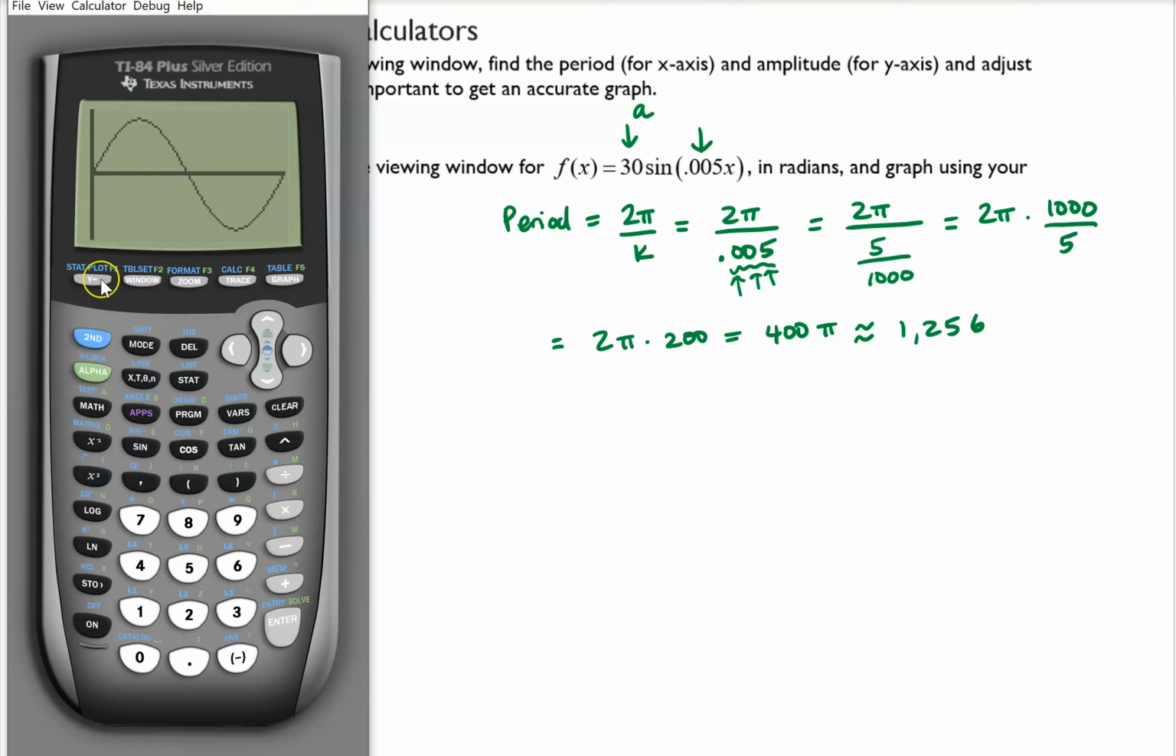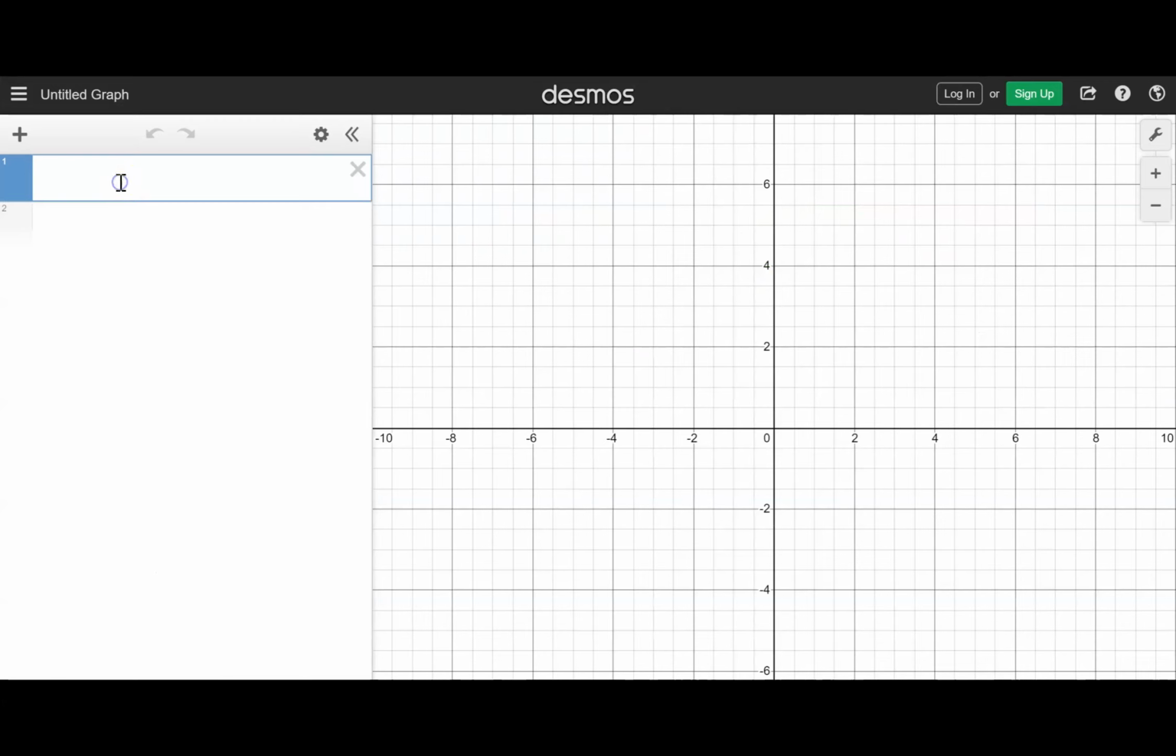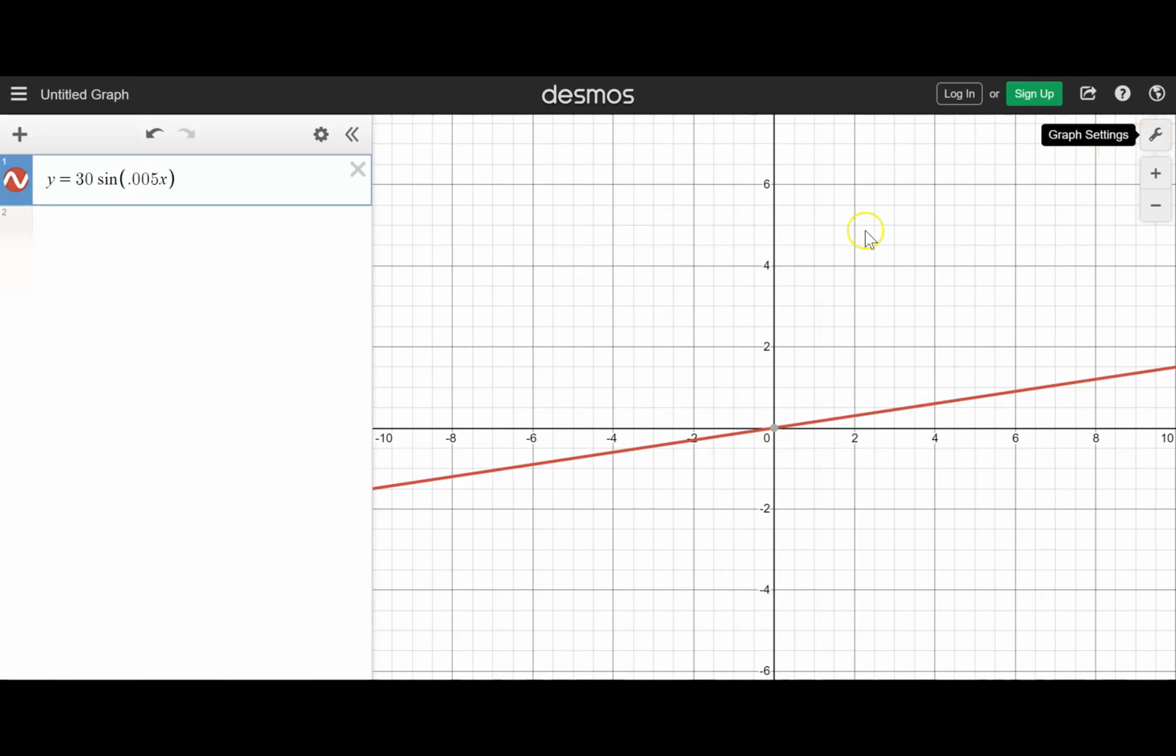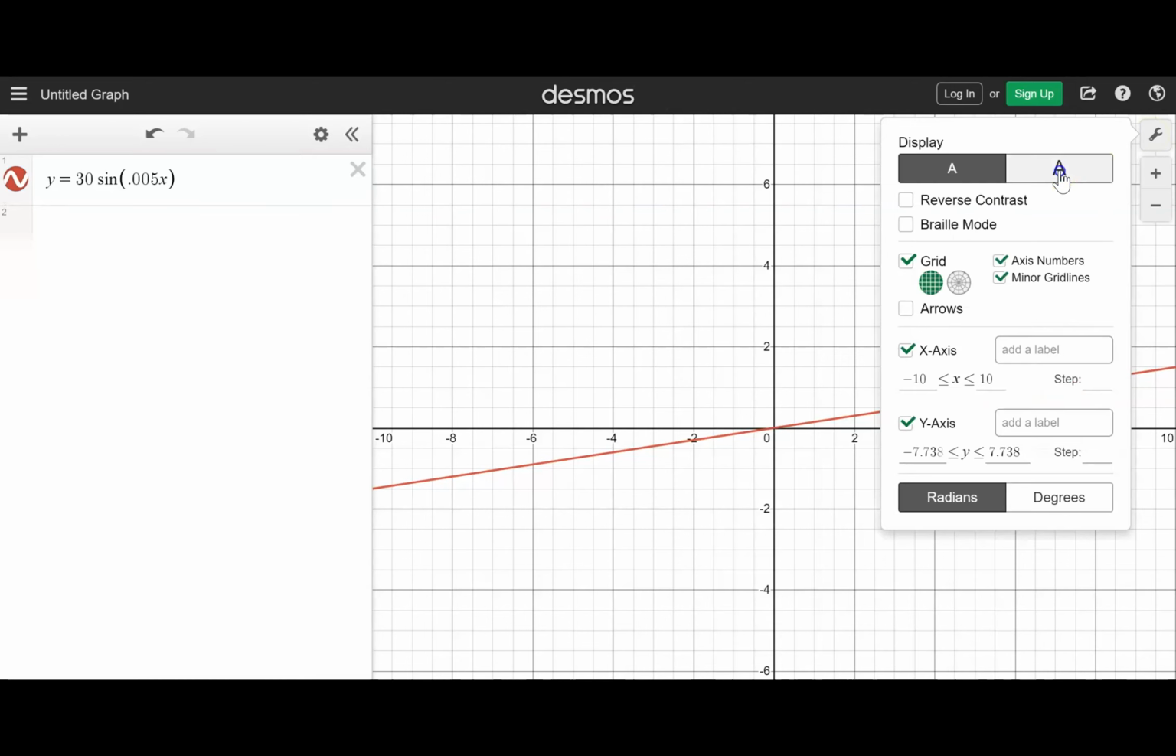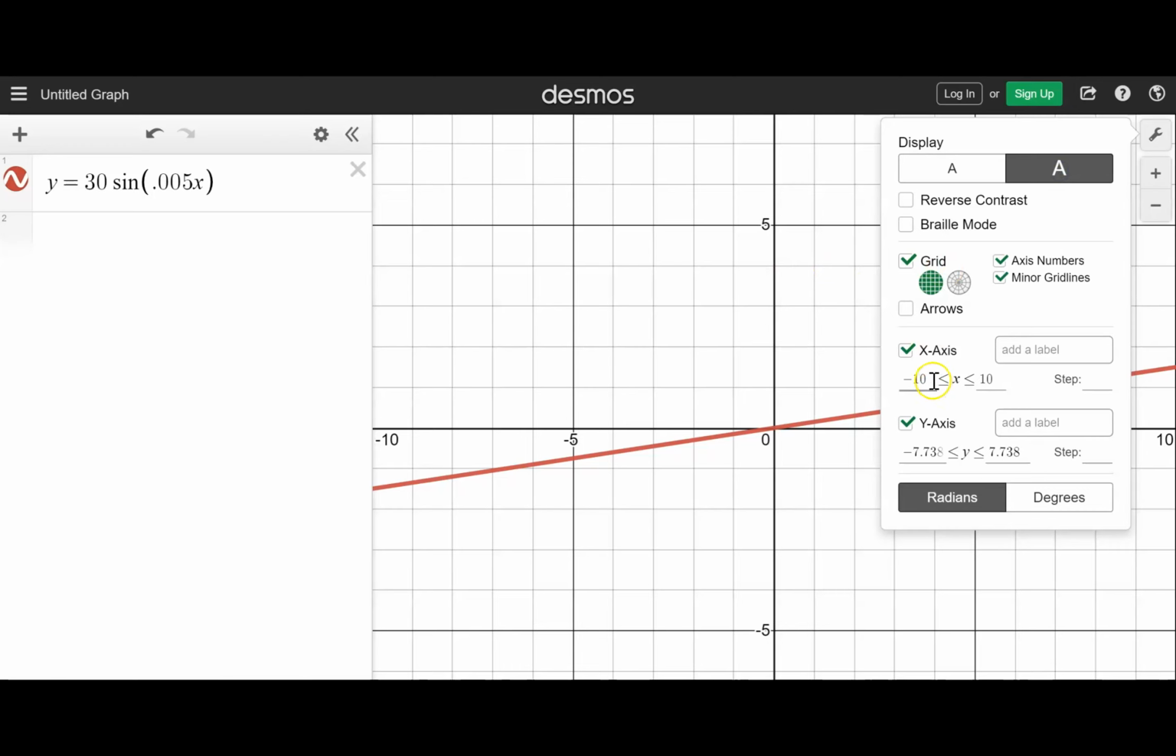And I know I'm a big fan of Desmos, so maybe we can also see this really quick inside of Desmos and what that looks like. All right, so I'm here in Desmos. I'm going to type in my function, y equals 30 sine of 0.005x. And the way that I change my viewing window on Desmos is I come up to the right corner here and click this little wrench, which stands for the settings. I like to click this one so it's a little bit more bolded. And then here we can change our window.